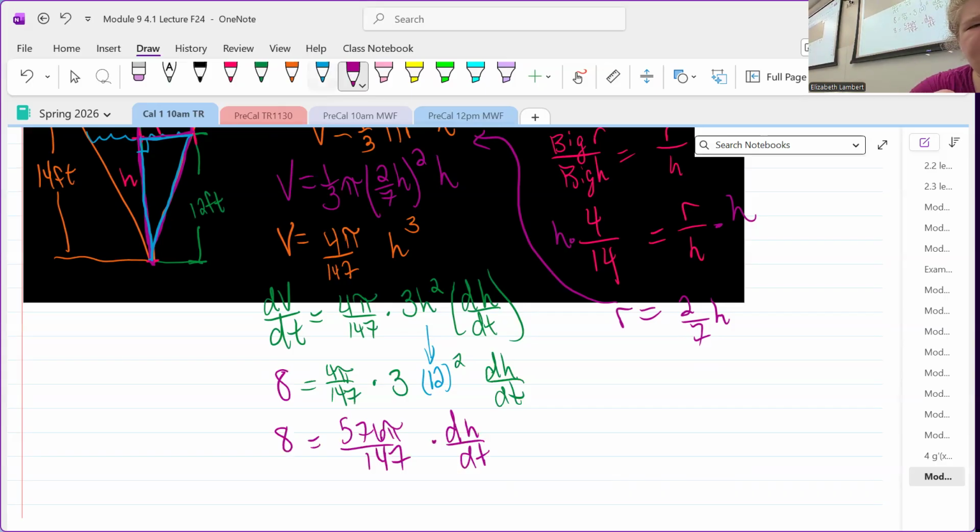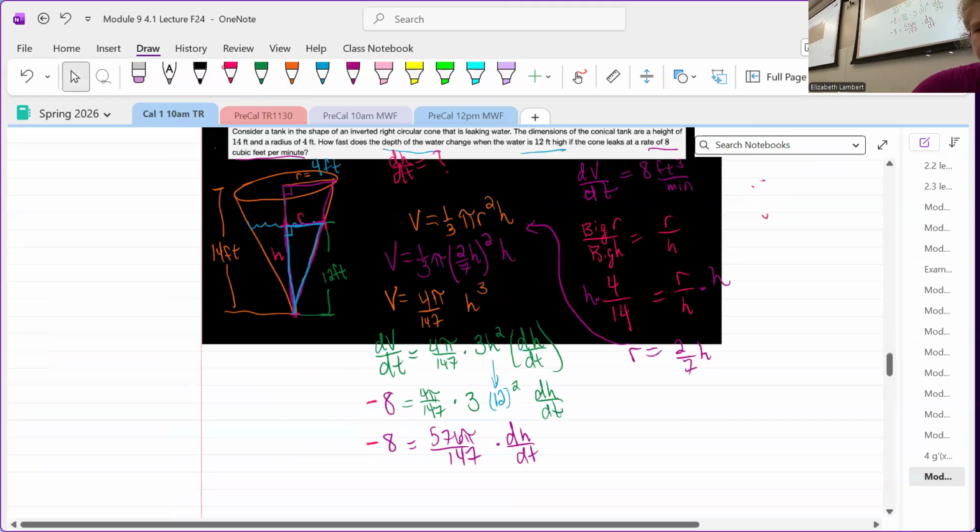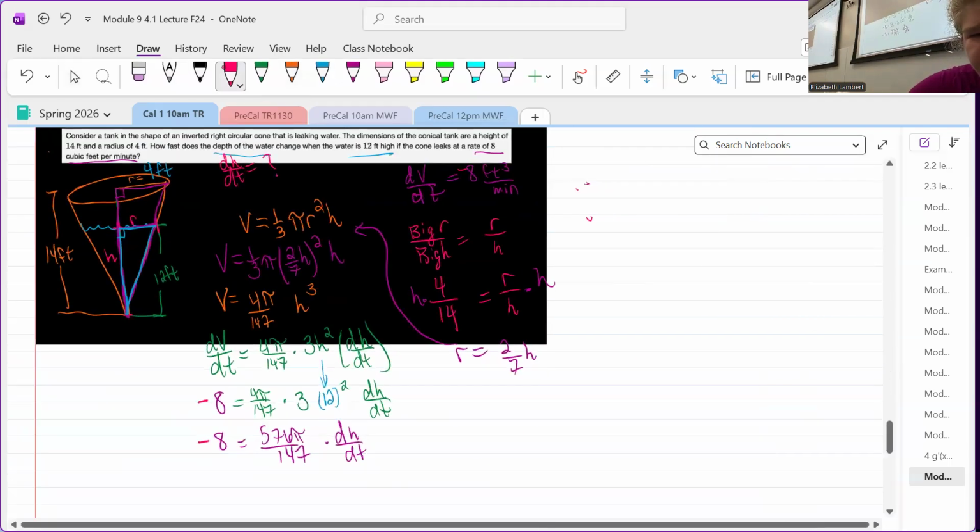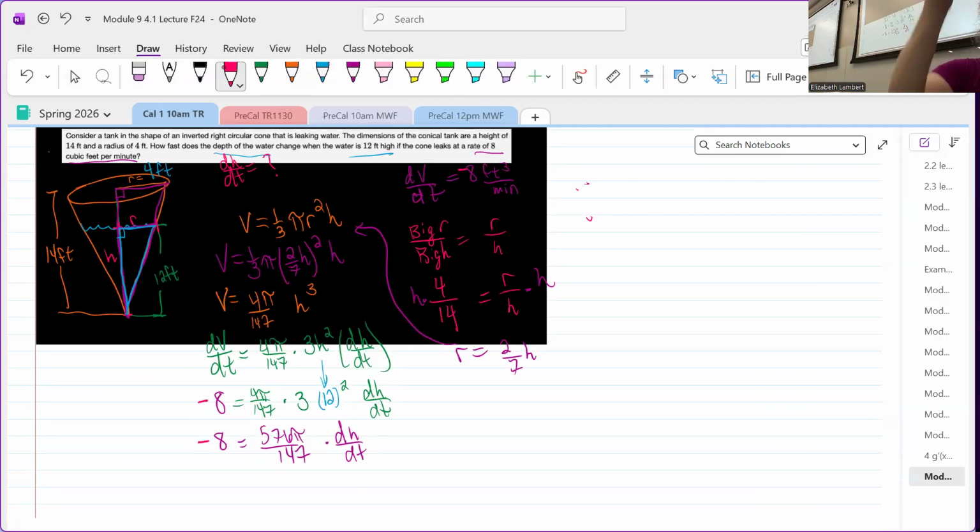Now we should consider here, the water is flowing out of the tank, right? So our volume is actually decreasing. So this 8 that we plugged in should be negative. Because our height is also going to be decreasing because the water is going out, so the water is lowering. So we should be getting a negative number in the calculation here.